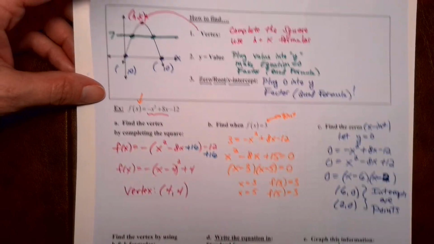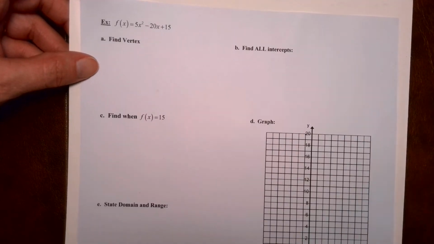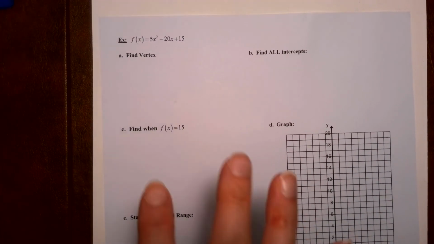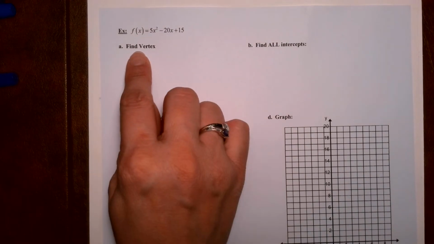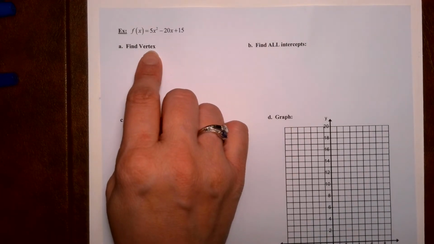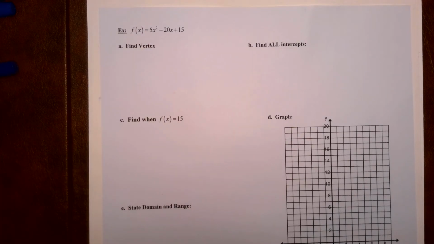Okay, let's go do one more just to make sure we're all on the same page. This equation has some interesting things happening. So to find the vertex, would you guys like to do complete the square or h and k?